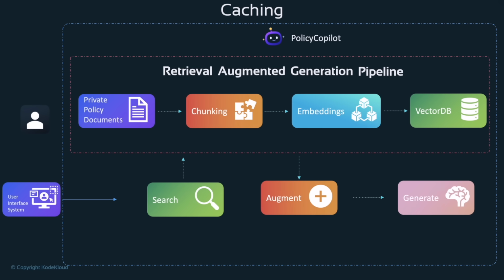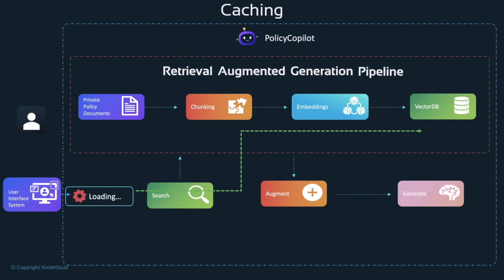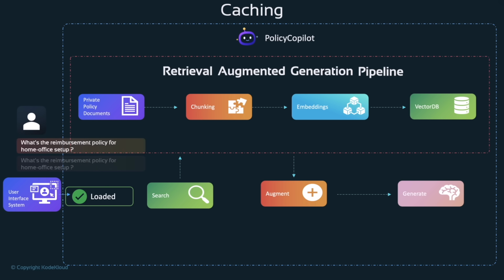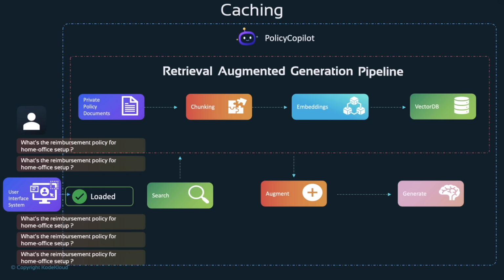Let's start with a fundamental problem. RAG systems are slow. Every query involves multiple expensive operations: generating embeddings, searching vector databases, calling LLM APIs. Without optimization, a single query can take nearly a second. But here's the thing: most queries are repeated or are very similar. People ask the same questions over and over.